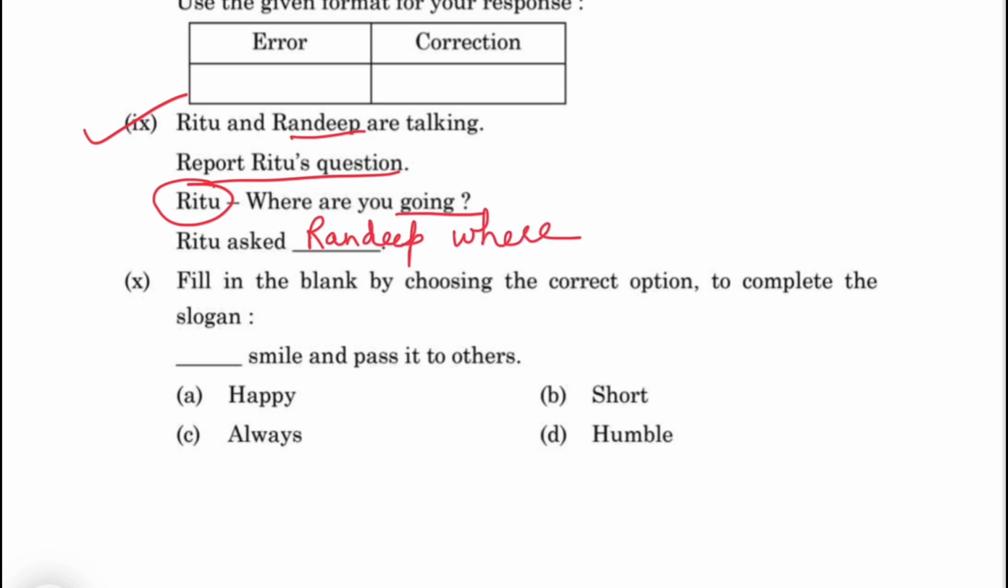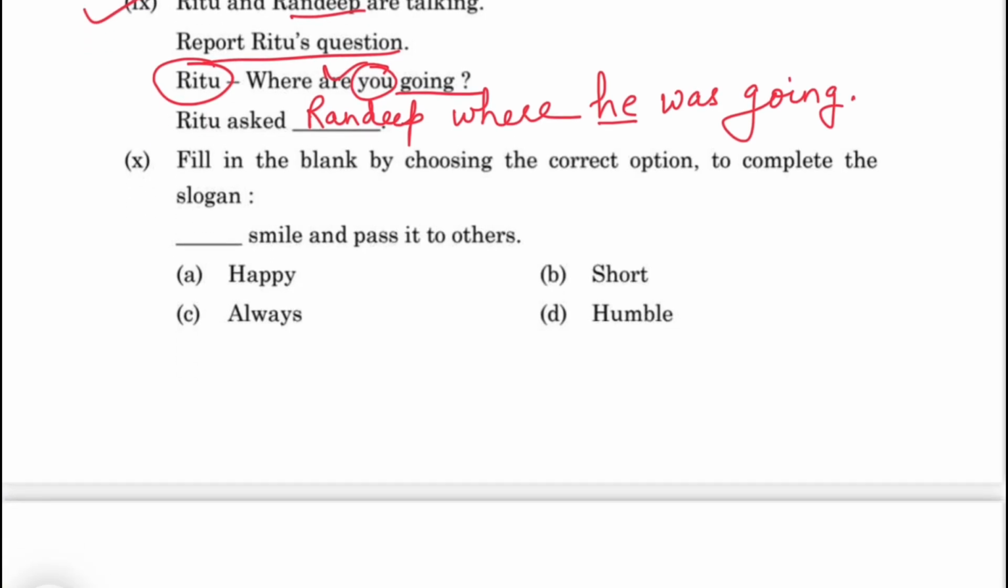Then the question begins with a keyword. Sorry, a WH-family word. So "if" is not to be used. Ritu asked where, then we shall use "you" and change it according to Randeep. "He is" and "are" are changed into "was" and "were": where he was going.